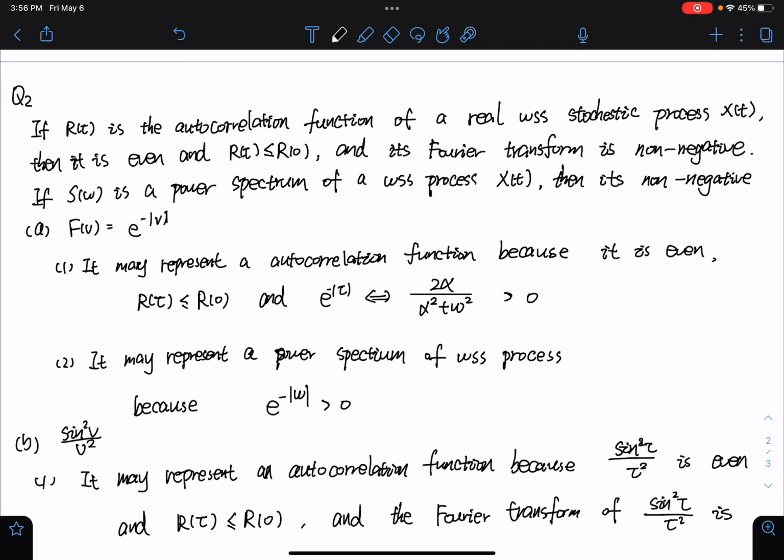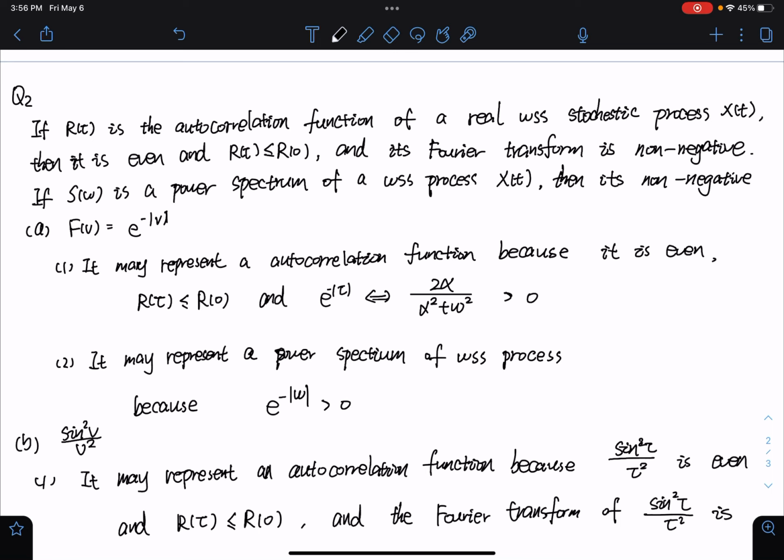The question asks us to determine, for three functions of v, where v is represented by tau and omega, whether these functions are autocorrelation functions of a real WSS process or power spectra of a WSS process.